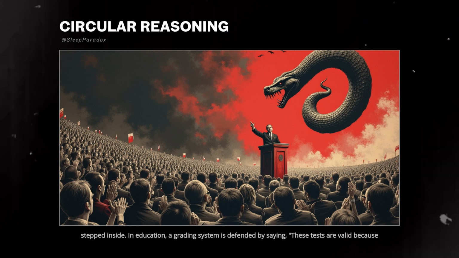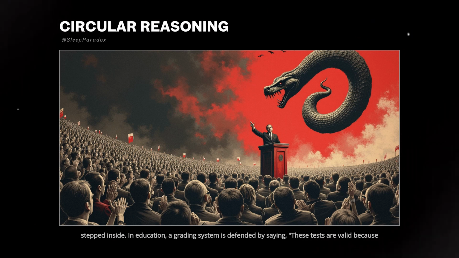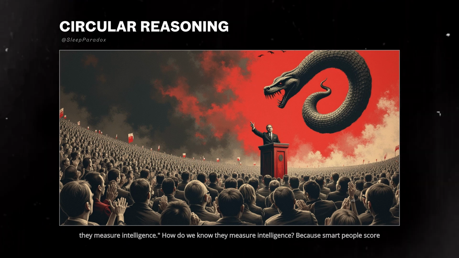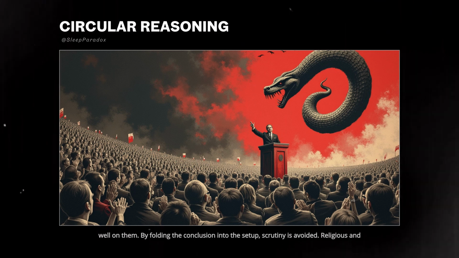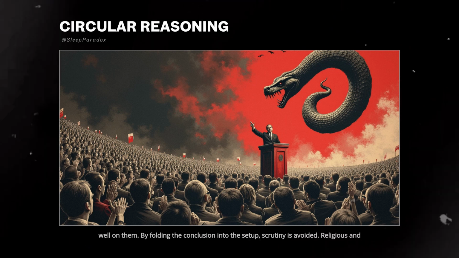In education, a grading system is defended by saying, "These tests are valid because they measure intelligence." How do we know they measure intelligence? Because smart people score well on them. By folding the conclusion into the setup, scrutiny is avoided.